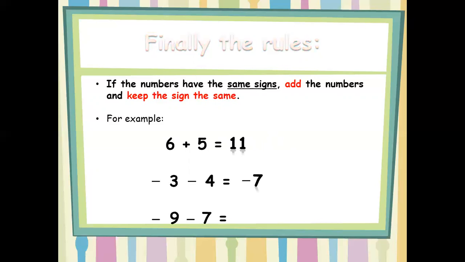Let's move on. -9, -7. The rule first. Same sign? Yes. Then add them. 9 plus 7 is 16 with the negative sign. Do not forget the negative sign because both of them have the negative sign.